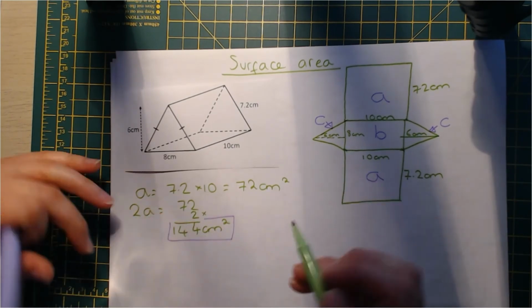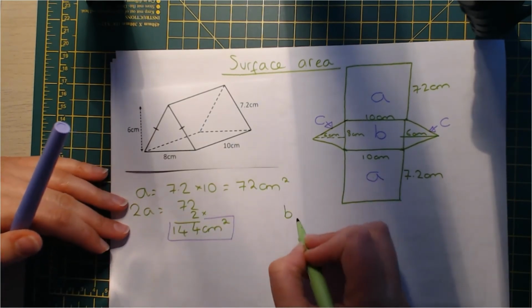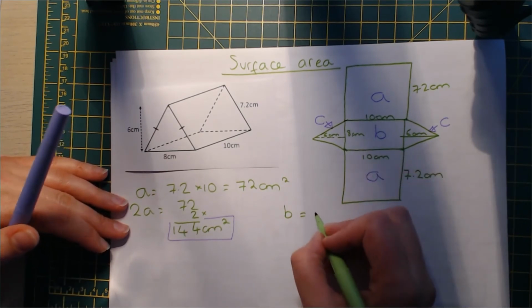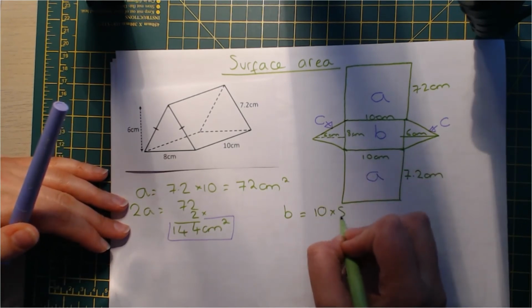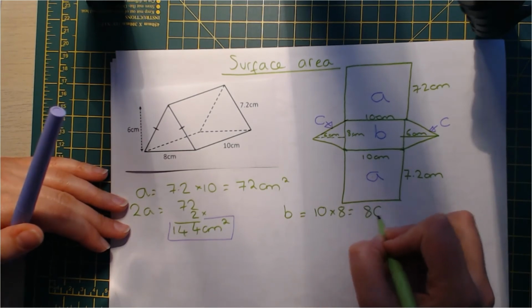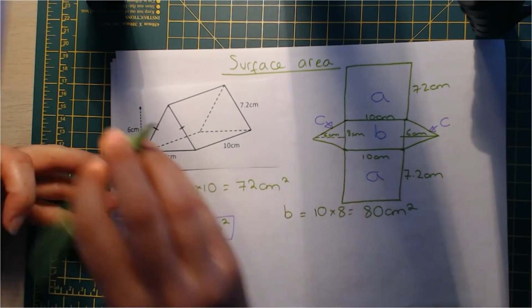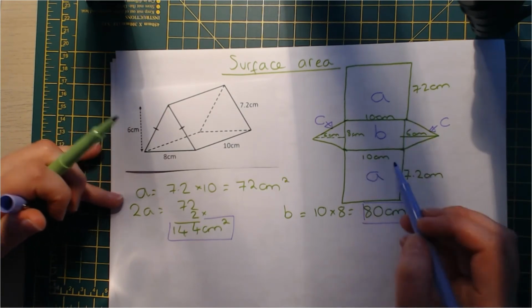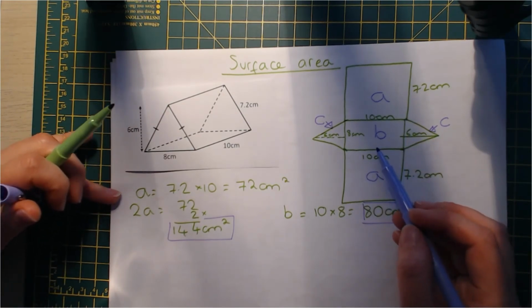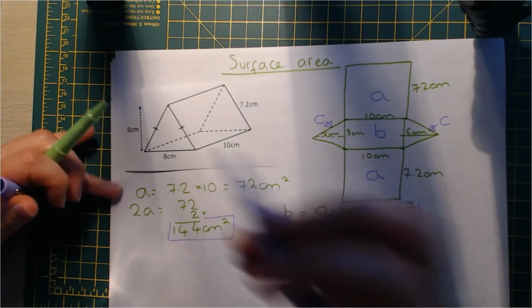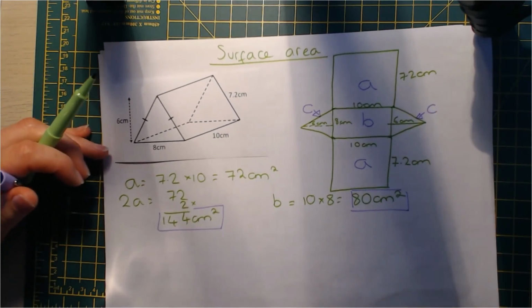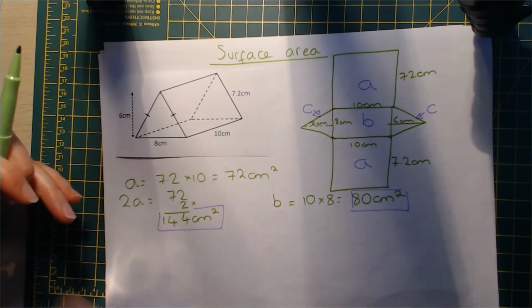The next one is B, and B is going to be 8 multiplied by 10. It's just a rectangle in the middle. Multiplied by 8, which is 80 centimetres squared. And actually there's only one of those, so we don't need to multiply by 2. That's why drawing out the net sometimes is quite helpful, because sometimes people dive in and they just start multiplying everything by 2. On a cuboid or something like that, it quite often works that way, but on different shapes it's not going to.